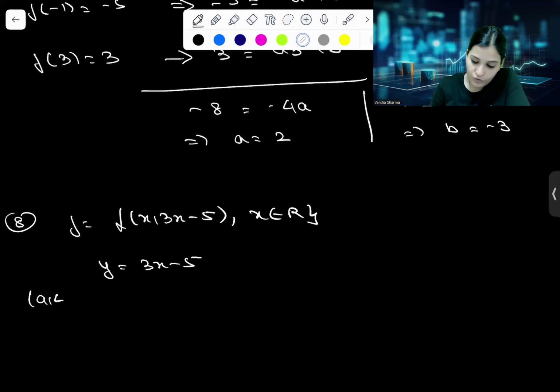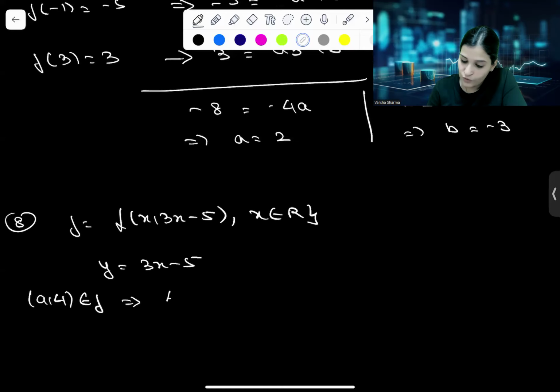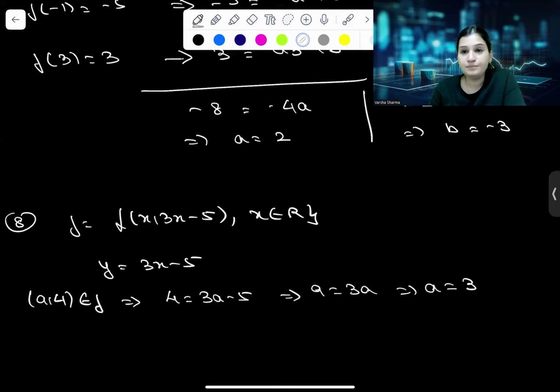Now a comma 4 belongs to f. So that means a and 4 have to satisfy the equation. Instead of x, we can write a, and instead of y, we can write 4. Yes or no? So 4 is equal to 3a minus 5. 9 equal 3a. So a is equal to 3. Is it okay?